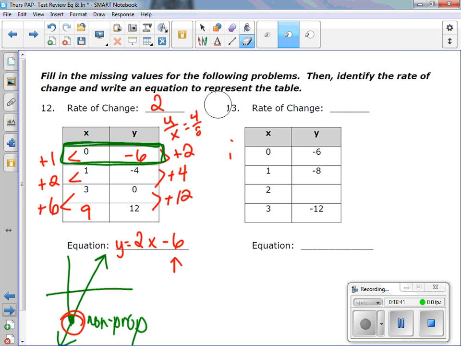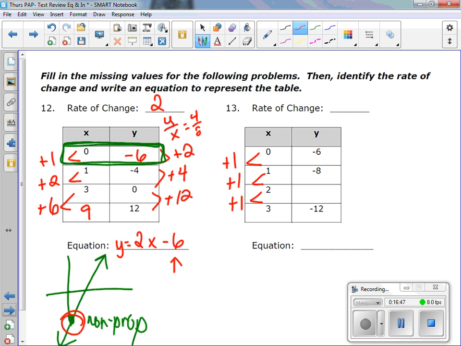I'm going to erase a little bit of this. So I'm still looking at my rate of change, plus 1, plus 1, plus 1. This is, going down, minus 2. If this is going up by 1 and that minus 2, this should be the same. So my rate of change is negative 2 over 1, which is negative 2.